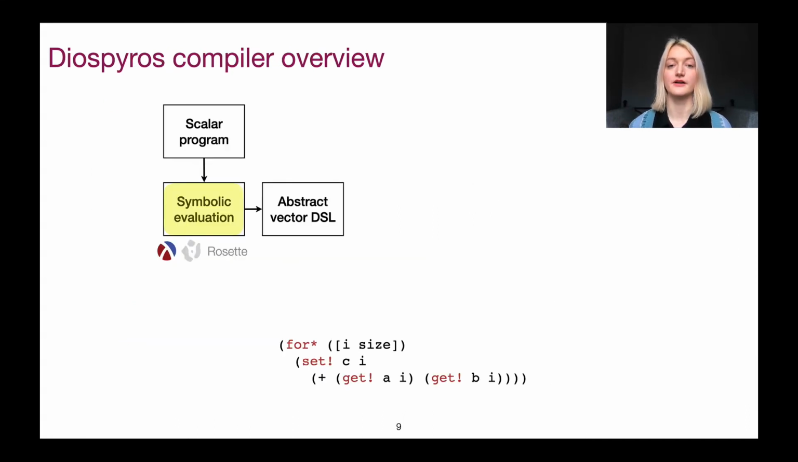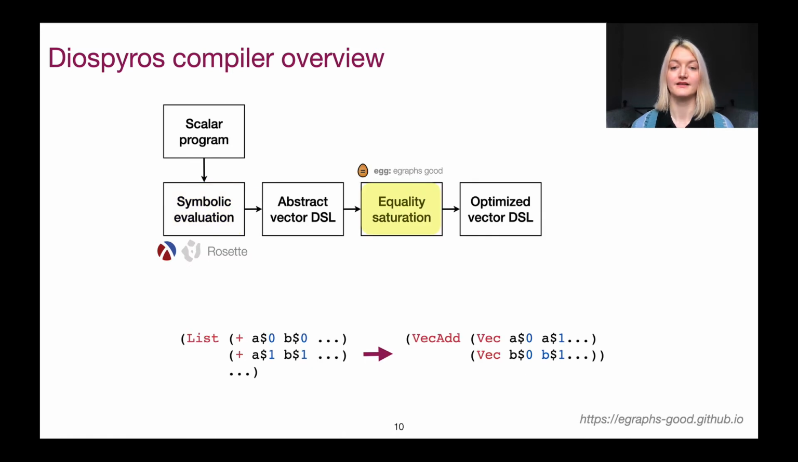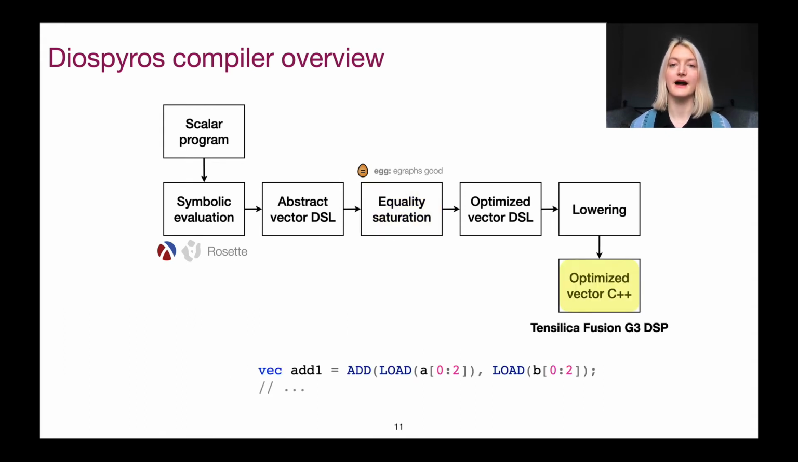Here's an overview of how our compiler accomplishes this. We use a symbolic evaluation engine, Rosette, in the Racket language in order to produce code in an abstract vector DSL. We then use an existing technique called equality saturation in the egg library to rewrite our program to vector code, and we use a traditional compiler backend to produce optimized vector C++ for our particular target.